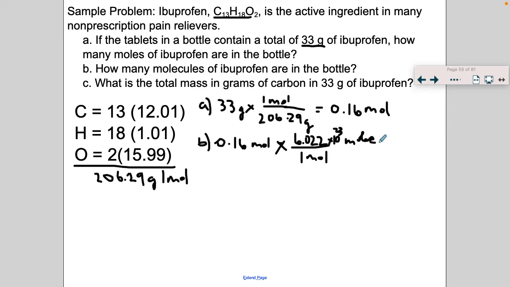9.6352 e to 27 molecules. So like a lot. All right, here we go. I think I did that right. Okay, 9.6352 times 10 to the 22. How many sig figs do we got? 2. So 9.6 times 10 to the 22.